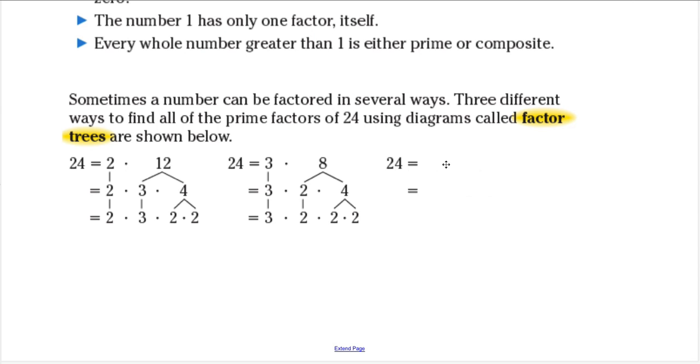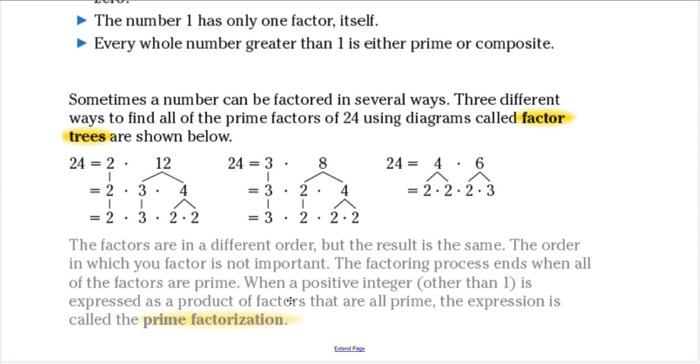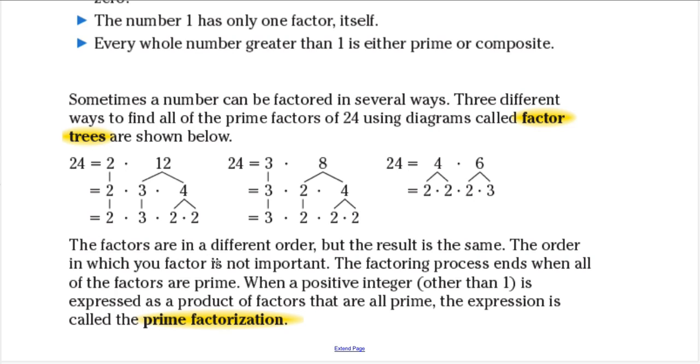Let's do one more factor tree for 24, and that is 4 times 6 equals 24. We can factor 4 some more, so we do 2 times 2, and 6 as 2 times 3. All of them are prime, so we stop our factor tree. The factors are different in order, but the result, if you notice, will always be the same. The order in which you factor is not important. The factoring process ends when all the factors are prime, and that's exactly what we just did.